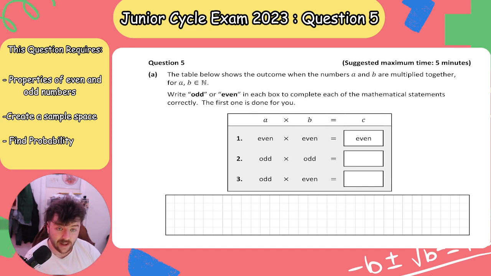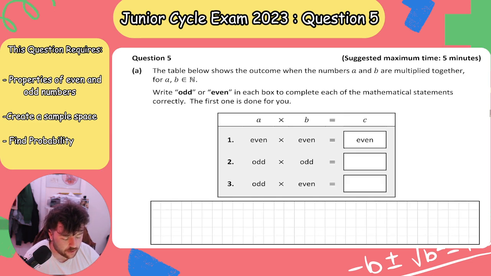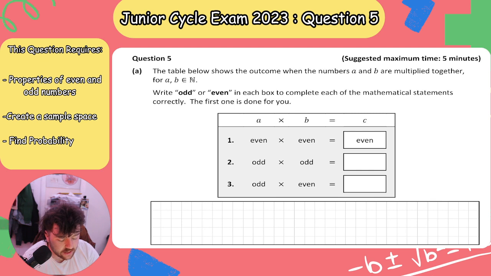Okay, hello everyone. So this is question 5 in the Junior Cycle Exam of 2023. This was actually a probability slash understanding of numbers question. It's a tricky one if you take it at face value, but once you work through it, it actually ended up not being that bad.